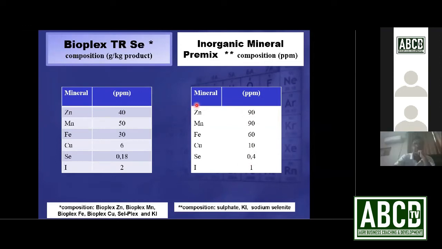And for the total replacement, here you have the numbers. This is inorganic, and this is the organic form. In this organic form, you have BioPlex zinc, BioPlex manganese, iron, copper, CellPrex, and also iodine.